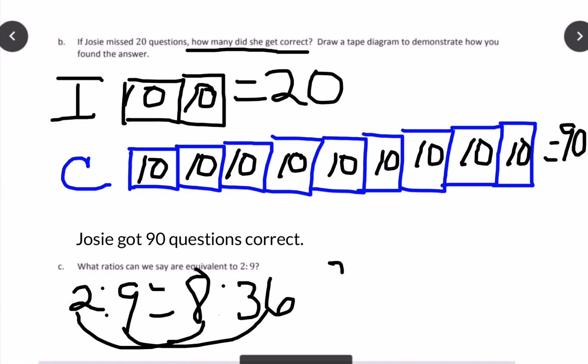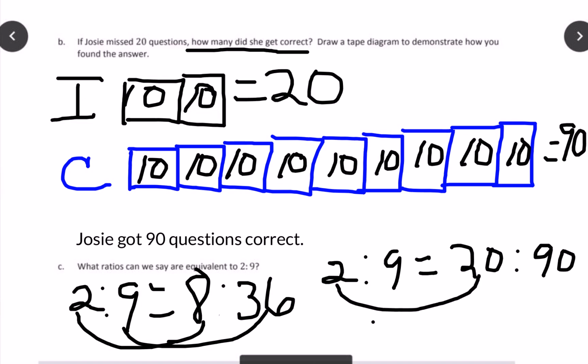Our other ratio that we found for 2 to 9 was 20 to 90. And we found that because we said 2 times 10 is 20, and 9 times 10 is 90. And the important thing here to note is that we multiplied both the 2 and the 9 by the same number, and that was 10, to get the equivalent ratio. That is a big idea we want to remember for getting equivalent ratios.